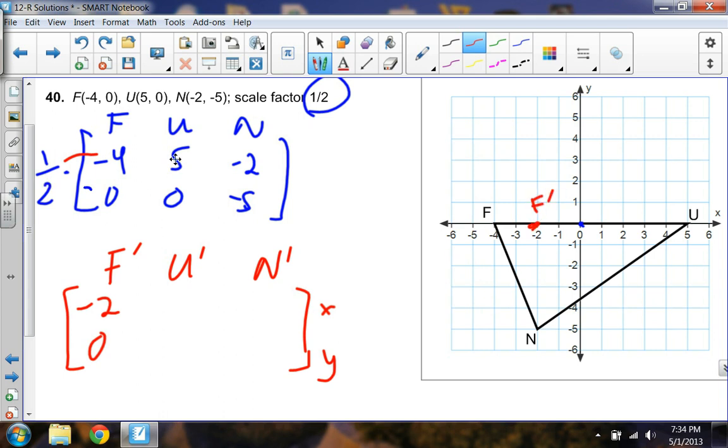U prime is at 1/2 times 5, which is 5/2. 1/2 times 0, which is 0. So U prime should be at the point 5/2, 0. 5/2 is 2.5. 1, 2.5, and 0.